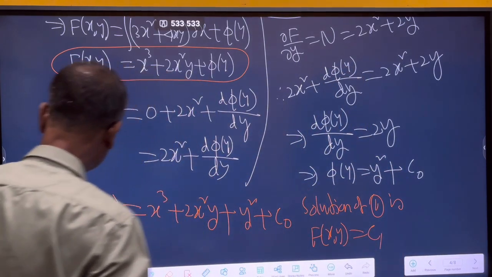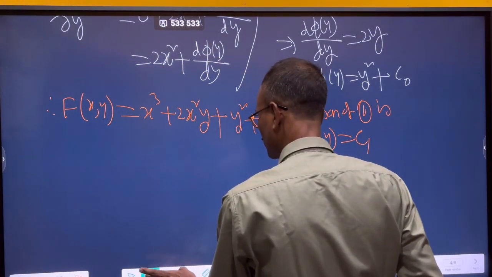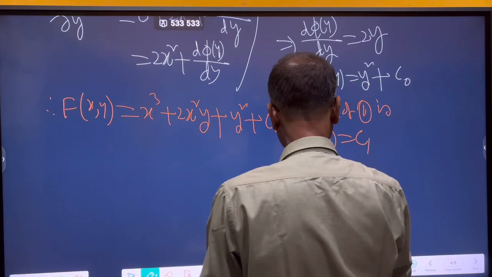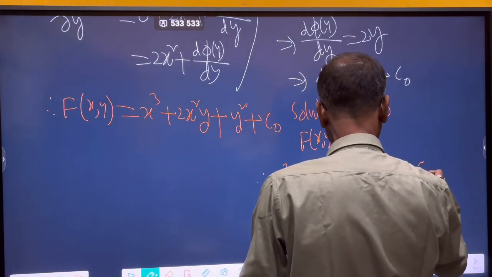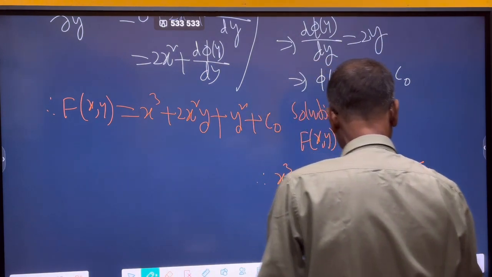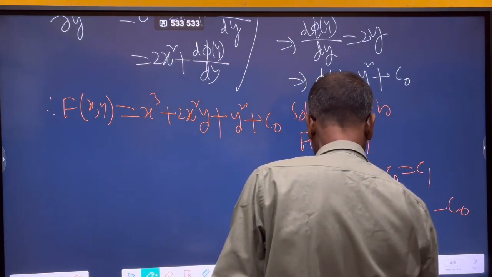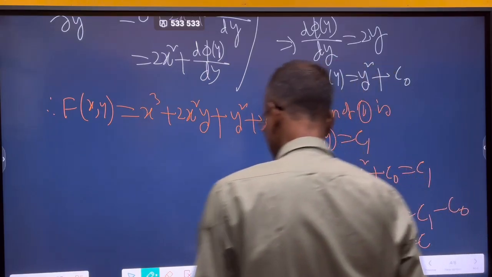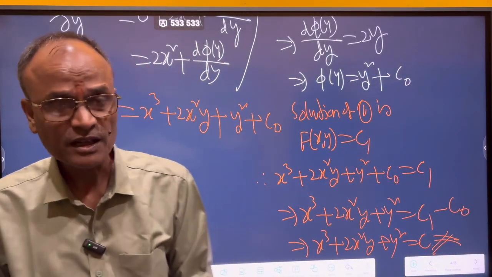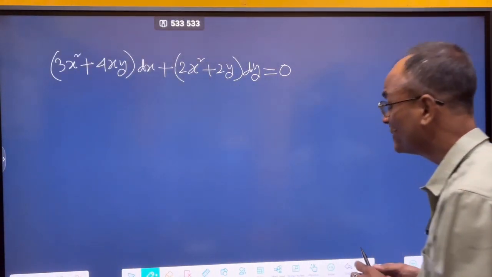Suppose the constant is c1. The solution of the equation is f of x,y equals c1. Therefore, x cube plus 2x square y plus y square plus c naught equals c1. This means x cube plus 2x square y plus y square equals c1 minus c0, which is equal to c. This is the solution of the differential equation. We can solve this equation in this way. Now, let us try to solve this problem in another way.